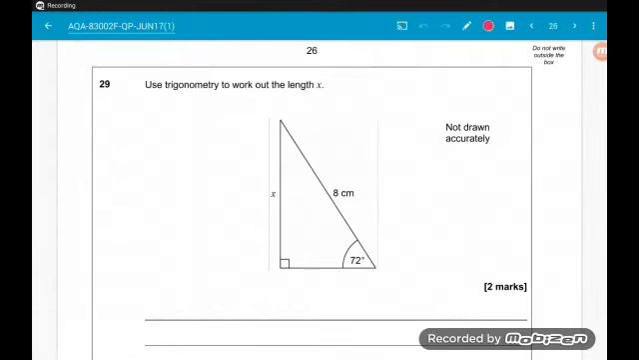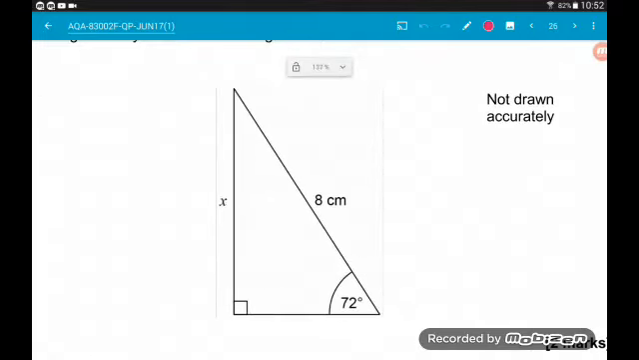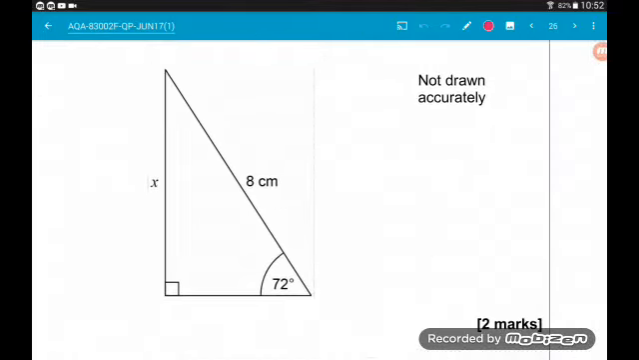Question 29, we're finally at the end. It felt like this paper went on forever. So, we want to use trigonometry to find this missing length x. So, this is SOHCAHTOA. If you're not happy with SOHCAHTOA, check out my playlist, SOHCAHTOA Trigonometry. Everything you need to know is in there. So, we've got this angle of 72 degrees, this length of 8, and this missing length of x.